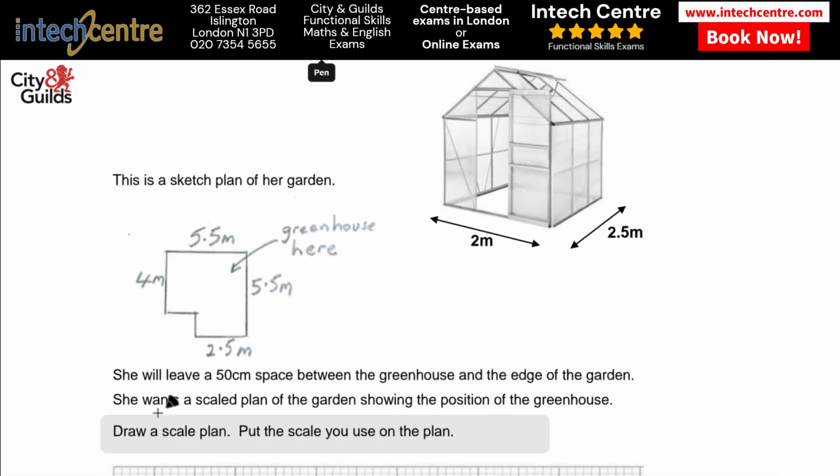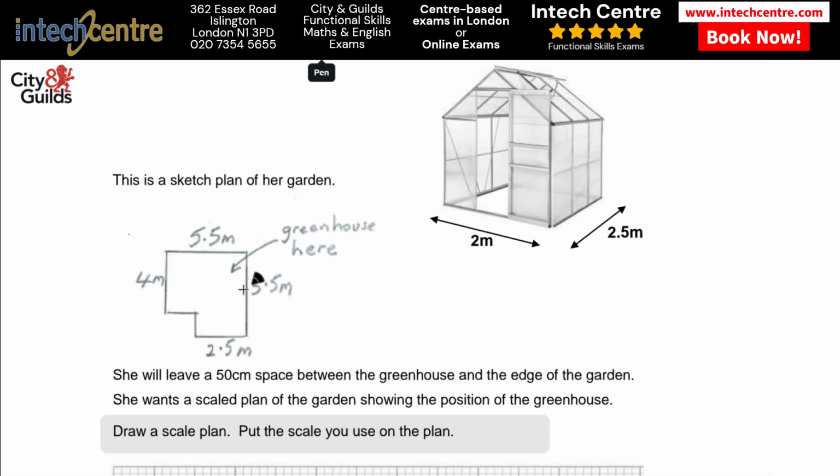Now, we are told that she's going to leave a 50 centimeter space between the greenhouse and the edge of her garden. She wants a scaled plan of the garden showing the position of the greenhouse. So essentially, if we were to put the greenhouse anywhere inside here, this is a plan of her garden. She wants a 50 centimeter gap between the edges.